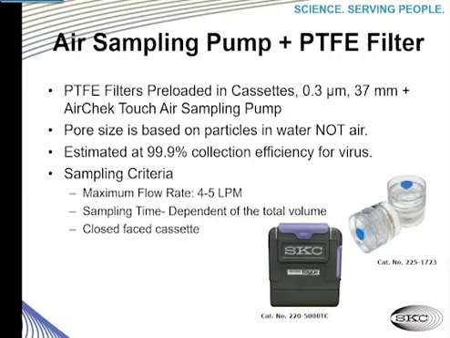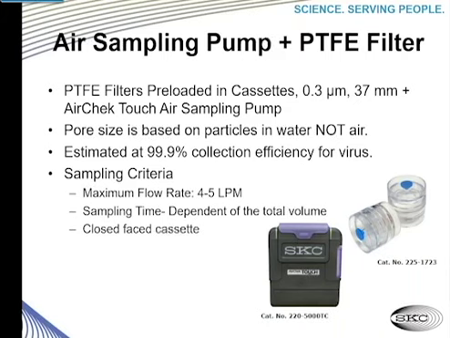We're going to talk about another type of sampler. This is the 0.3 micron, 37 millimeter PTFE filter preloaded cassette. These were the same filters that were available for the SARS outbreak back in 2002, 2003, that occurred in Canada. The pore size on these filters is based on particles in water and not on air. That is why they are very good to use for virus sampling. It is estimated at 99.9% collection efficiency for viruses.